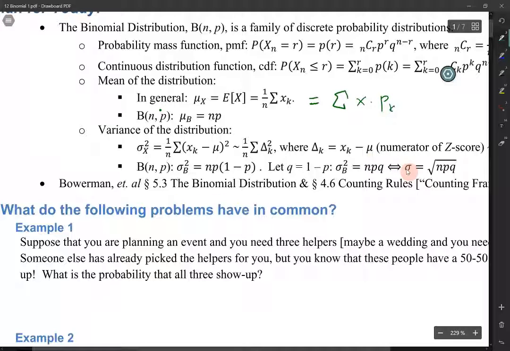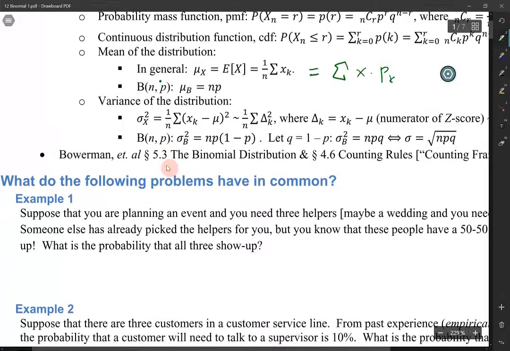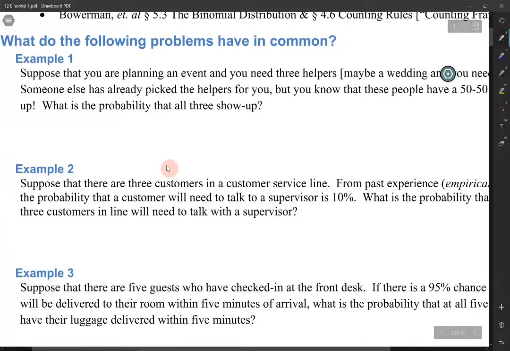And then to get the standard deviation, the variance would be sigma squared. To get the standard deviation, you just take the square root. Okay, so we'll go through some of those in more detail.